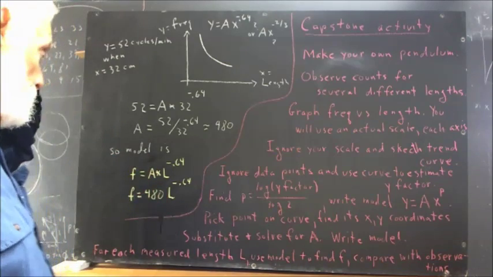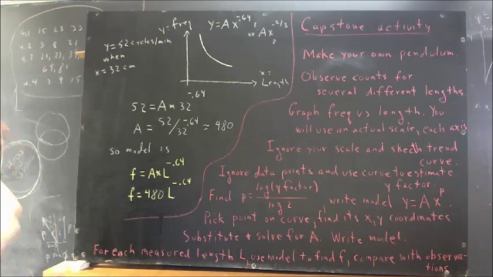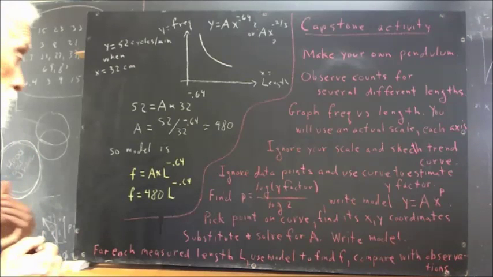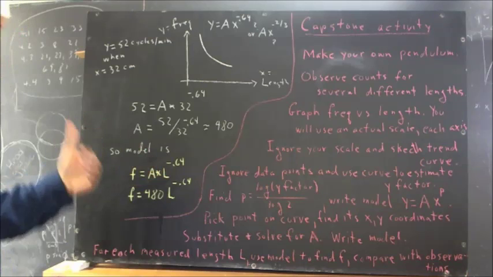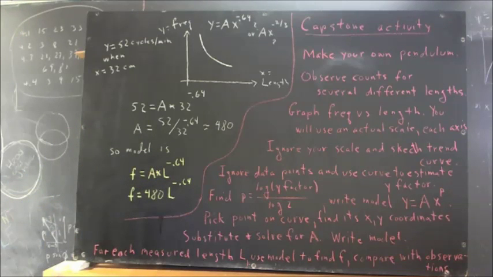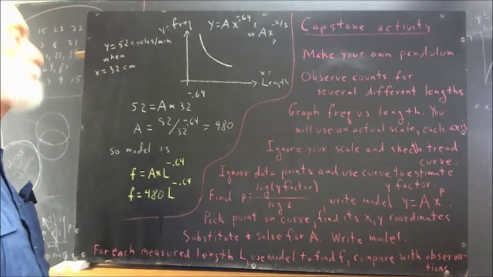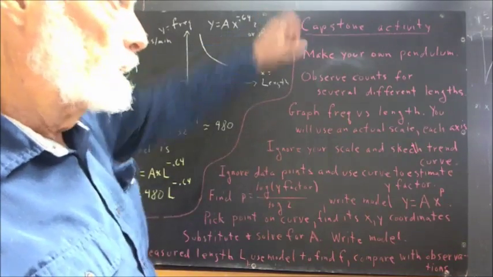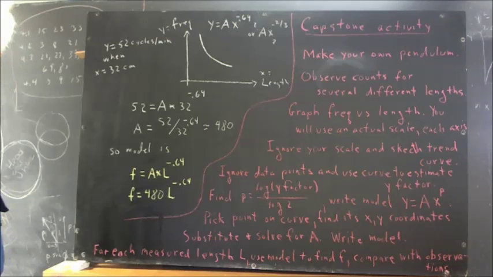Now, I'm not going to say I know how this ought to work out, and I'm not saying whether it works out close to this or not. I'm not saying whether 52 cycles per minute is associated with a 32 centimeter pendulum. What we want to do is move on to a capstone activity where you actually verify all this stuff and do it for yourself using your own data.